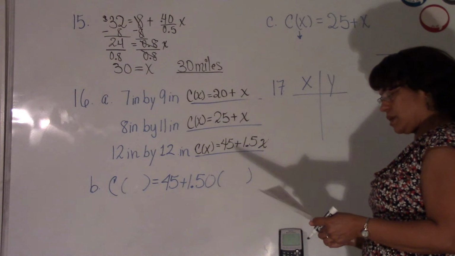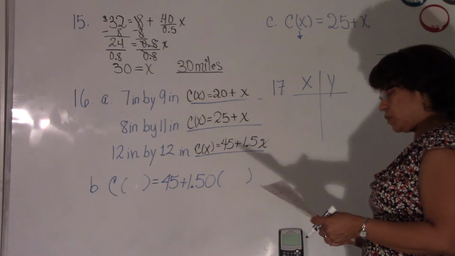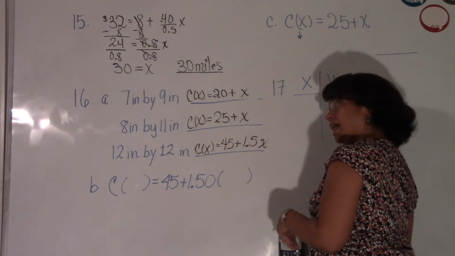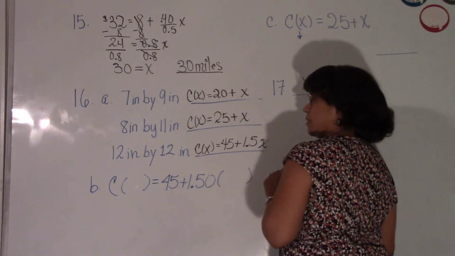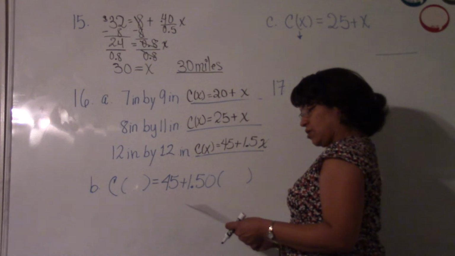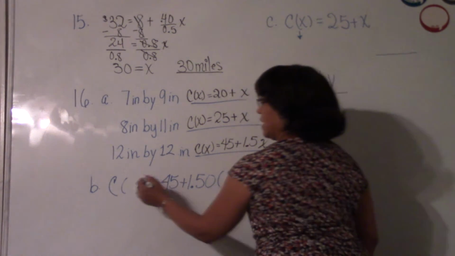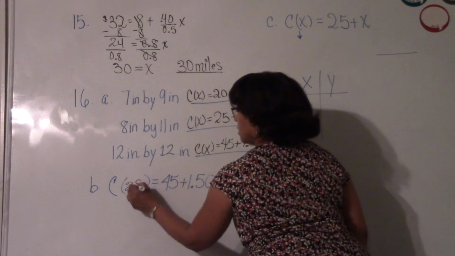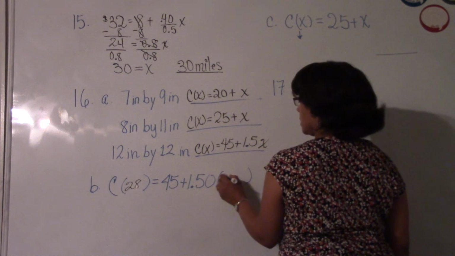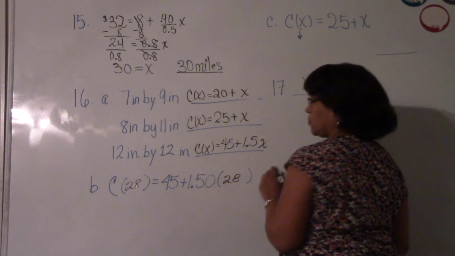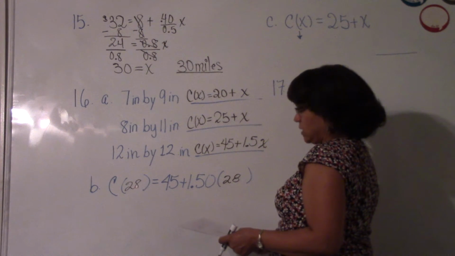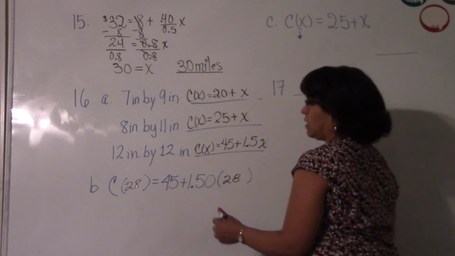And letter B says, what's the cost of a 12 by 12 inch book with 28 pages? So you have to think which variable represents the number of pages. X represents the number of pages. So what you need to do is substitute in your value of 28 for x. So cost C of 28 is equal to 45 plus $1.50 times 28. So we have 28 pages. When you actually compute, you'll end up with $87.